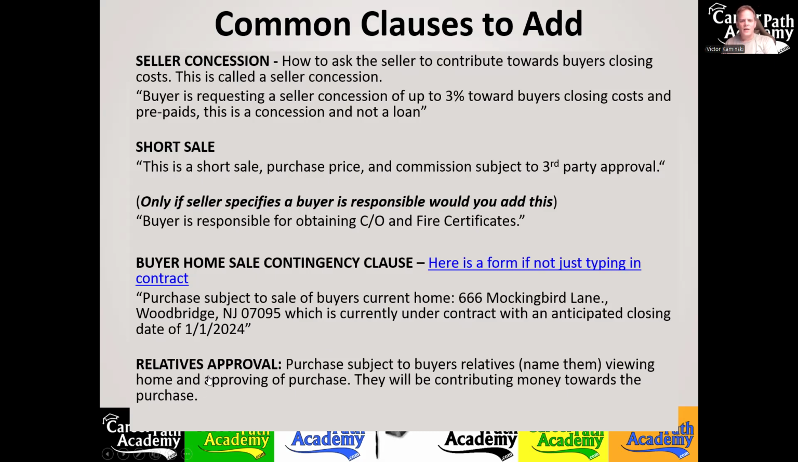Or if it's subject to relatives' approval, you could write something like purchase subject to buyer's relatives, naming them, viewing the home and approving of purchase. They will be contributing money towards the purchase price. But it's a good idea to try to get all the buyers through the house and not have to put this in there. This is a needless contingency that you should not have to put in there. Get the buyers through the house first.